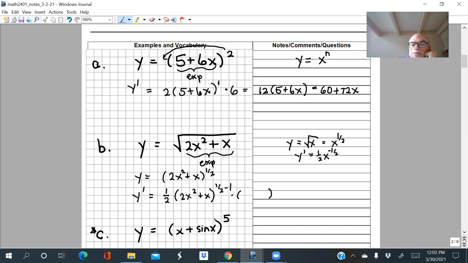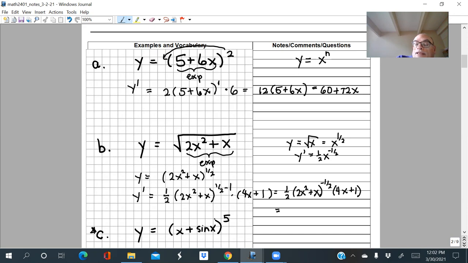Lance, what is the derivative of 2x squared plus x? 4x plus 1. Yeah, you can just do that easily. Fortunately, that's not a complicated derivative to find. Otherwise, we would have to stop and work on that. That's just 4x plus 1. There it is. Notice you don't add it, you multiply it in. So let's see what we got here. We have 1/2, and then 2x squared plus x to the minus 1/2, because 1/2 minus 1 was minus 1/2, and then times 4x plus 1.